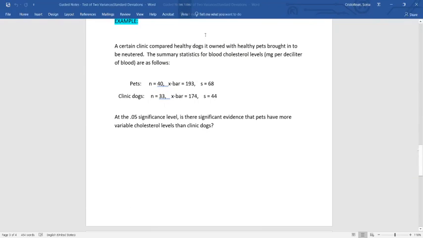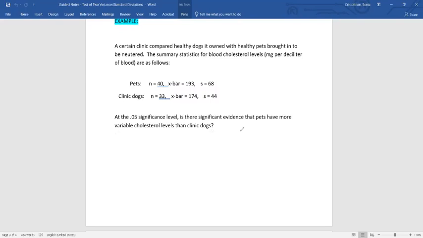Let's take a look at this example. A certain clinic compared healthy dogs it owned with healthy pets brought in to be neutered. The summary statistics for blood cholesterol levels, in milligrams per deciliter of blood, are as follows. The pets that were brought in have these summary statistics. The clinic dogs had these summary statistics. At the 0.05 significance level, is there significant evidence that pets have more variable cholesterol levels than clinic dogs?